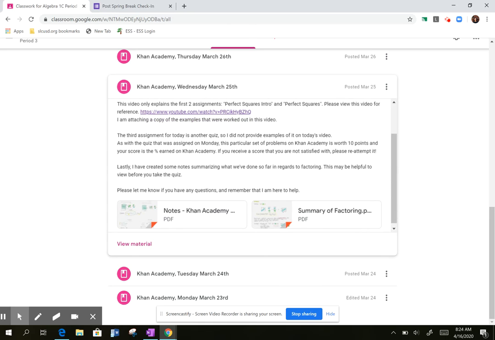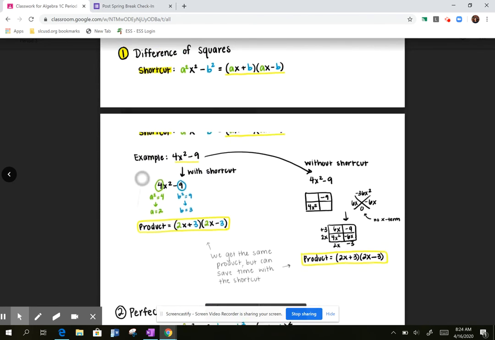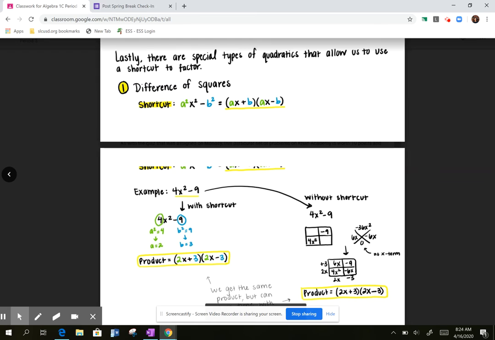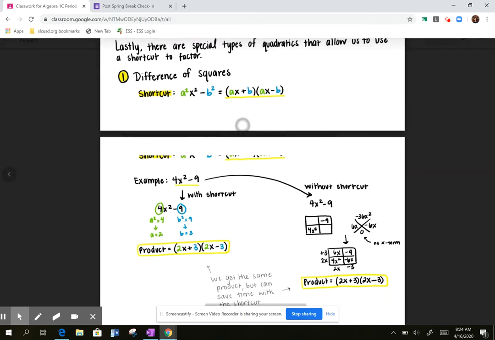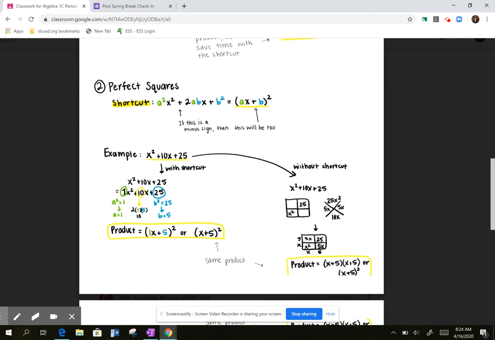There it is. Okay. Summary of factoring. Yes, it was under Wednesday, March 25th. Here you can see difference of squares. Here's the shortcut, okay? An example with the shortcut, an example without the shortcut. And here's perfect squares. Again, example with the shortcut and without the shortcut.